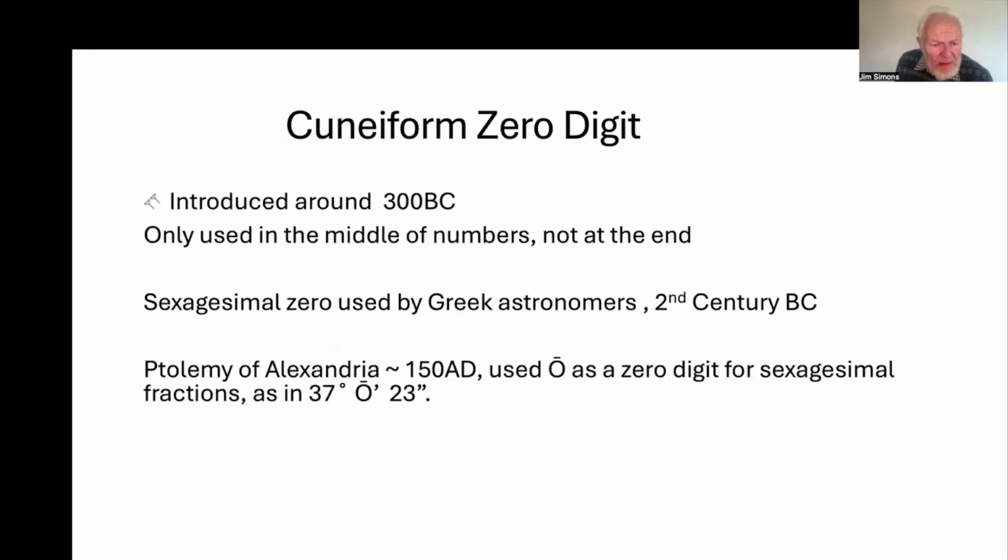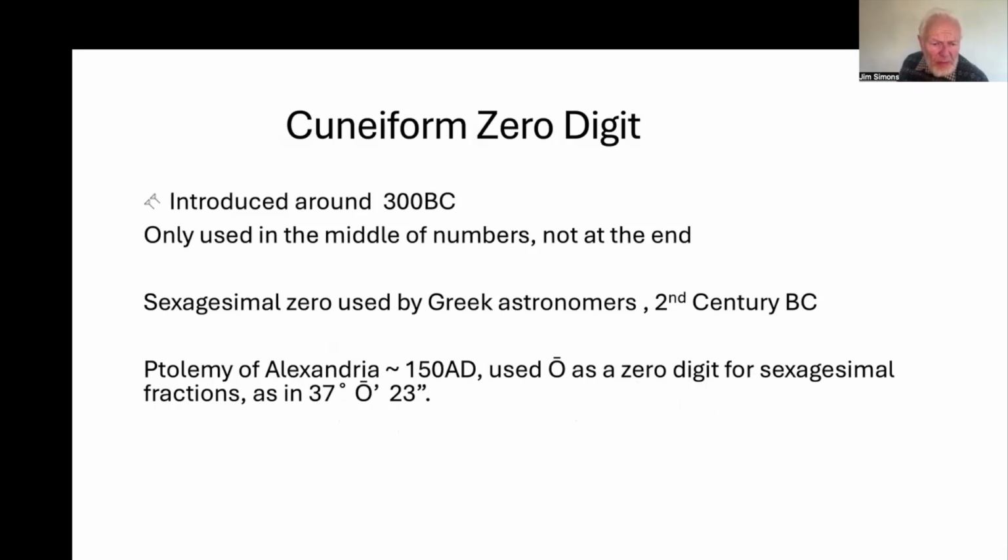A little bit later, Ptolemy of Alexandria is particularly interesting. He used this symbol as a zero digit for sexagesimal fractions, as in this, so 37 degrees, no 60ths of a degree and 23 60th squares. So that's minutes and seconds, as we call them.